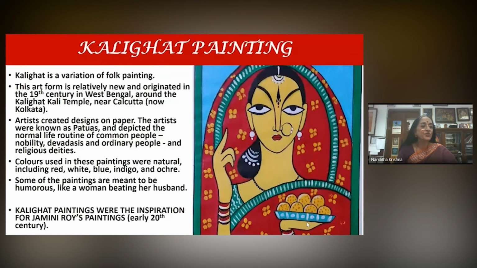And we come to a very interesting school, Kalighat, which is a variation of folk painting. It's a relatively new form which originated in the 19th century in West Bengal, around the Kalighat temple. And it was the inspiration for Jamini Roy's paintings. On the right, this woman is actually a painting by Jamini Roy.